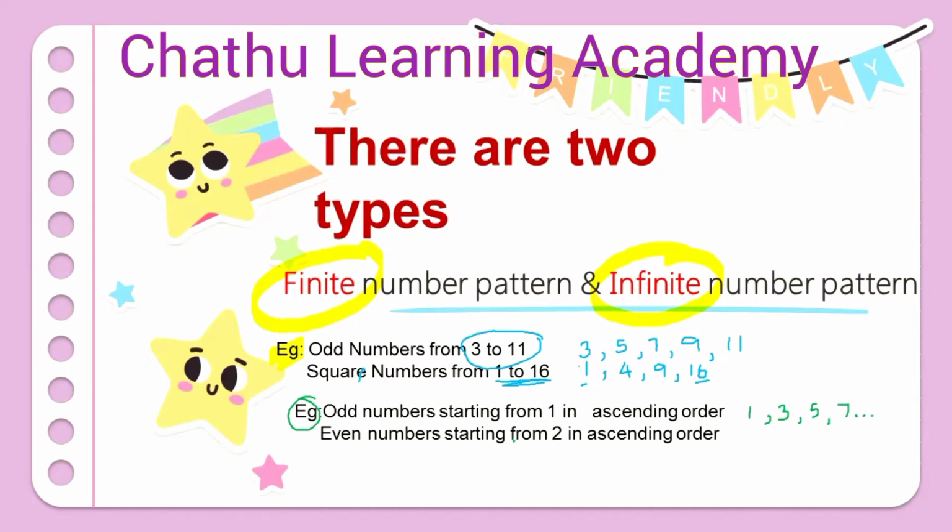Then look at the next example. Even numbers starting from 2. 2, this is the first term. 2, 4, 6, 8. Then after that 3 dots here. We can put this symbol after writing 3 or 4 terms in infinite number patterns.